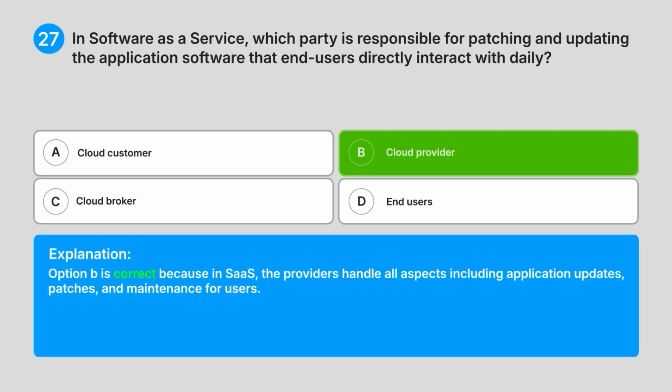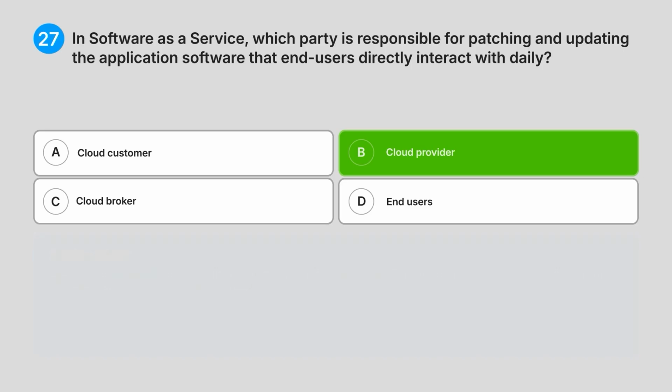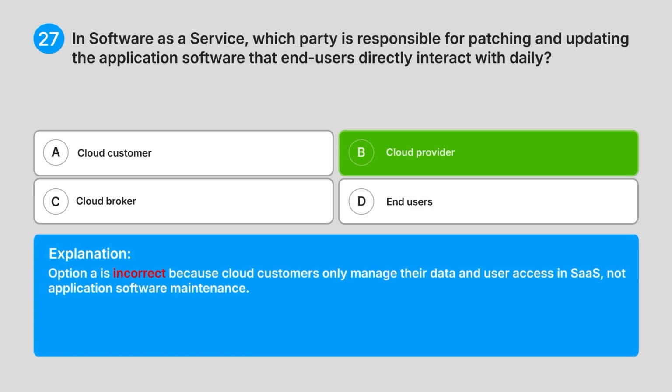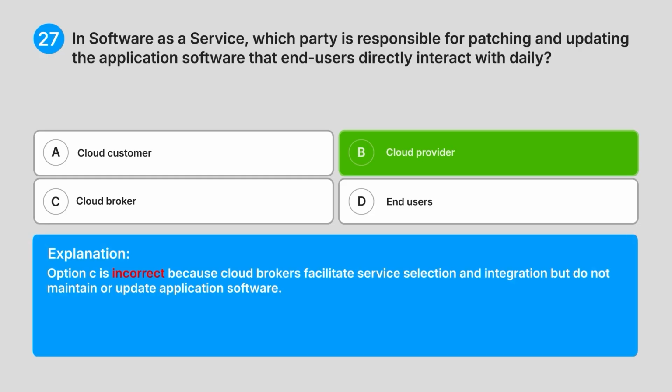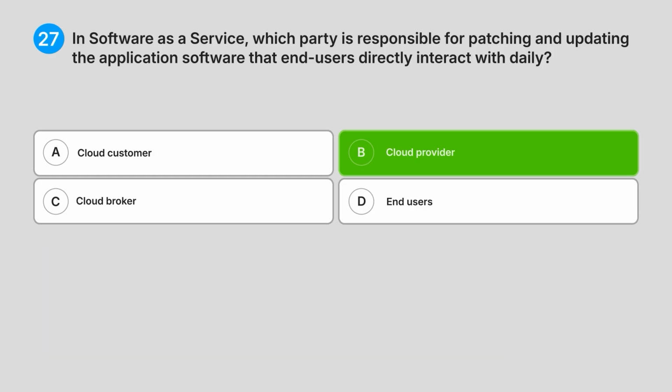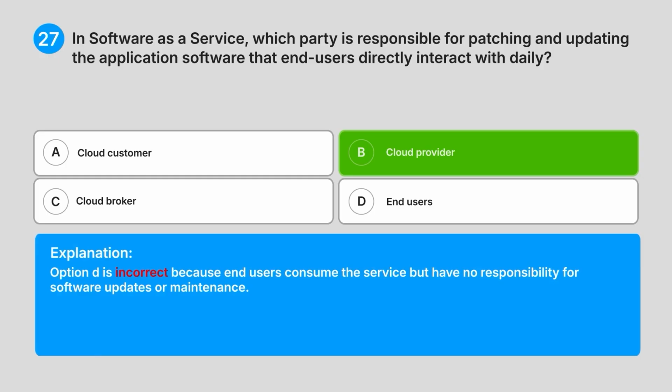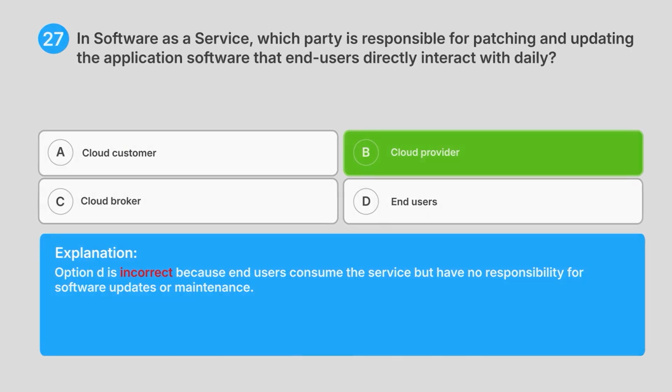Explanation: option B is correct because in SaaS the providers handle all aspects including application updates, patches, and maintenance for users. Option A is incorrect because cloud customers only manage their data and user access in SaaS, not application software maintenance. Option C is incorrect because cloud brokers facilitate service selection and integration, but do not maintain or update application software. Option D is incorrect because end users consume the service but have no responsibility for software updates or maintenance.